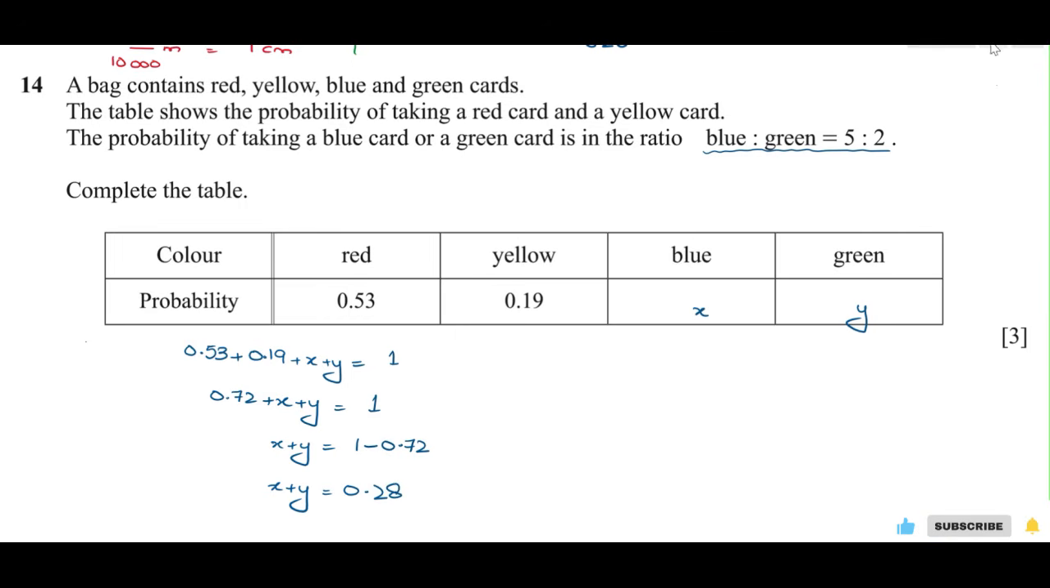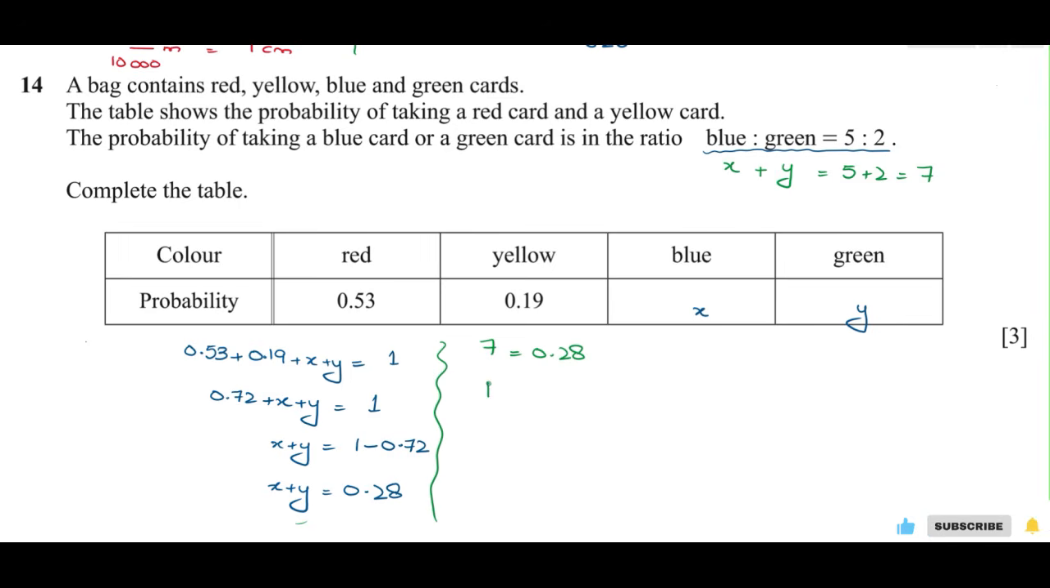Okay, now here you guys can see that the blue we suppose x and the green we suppose is y, and when we add them up, this is 5 plus 2, that is equals to 7, right? So the blue is x, the green is y. When we add them up, the ratio is 5 and 2. We add them up, you will get 7. So x plus y is basically 7. So it means 7 is equals to 0.28.